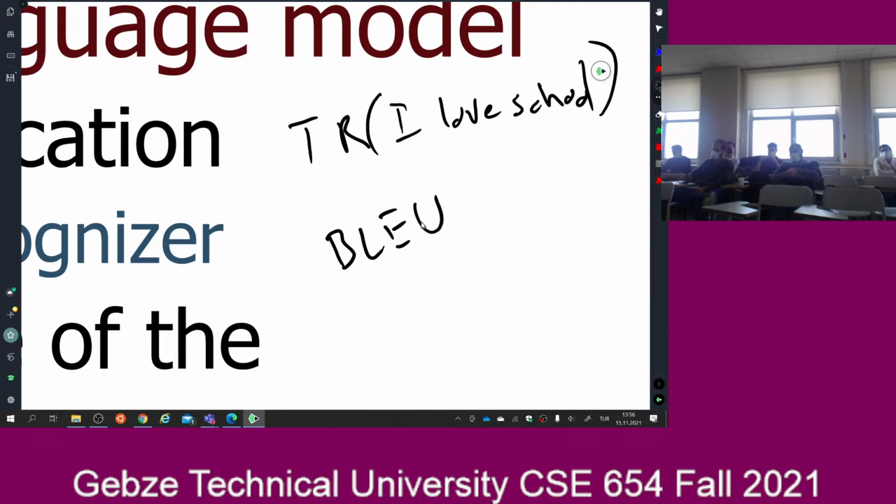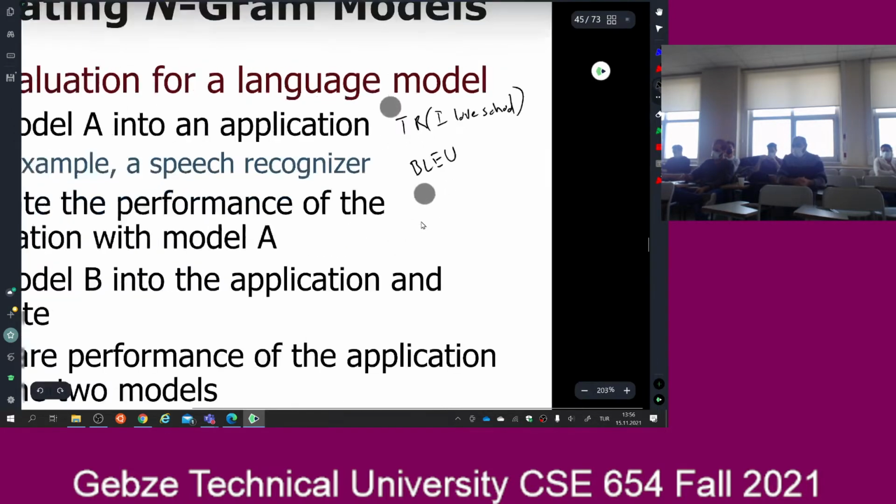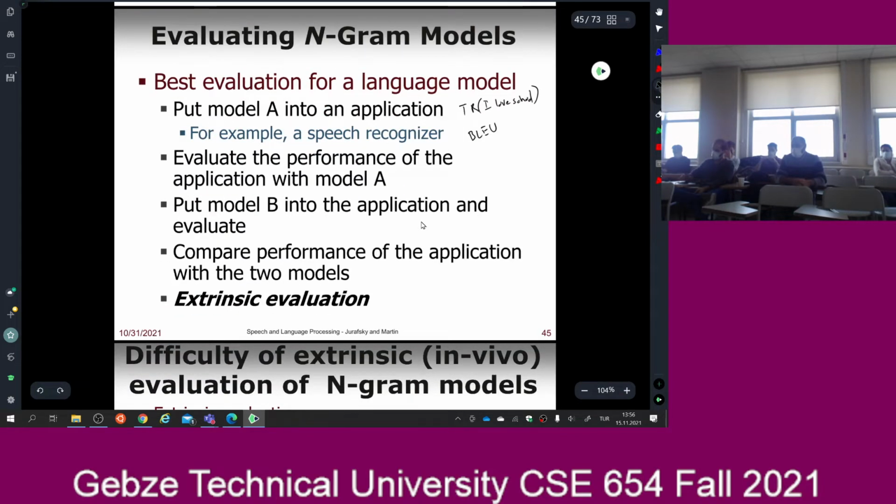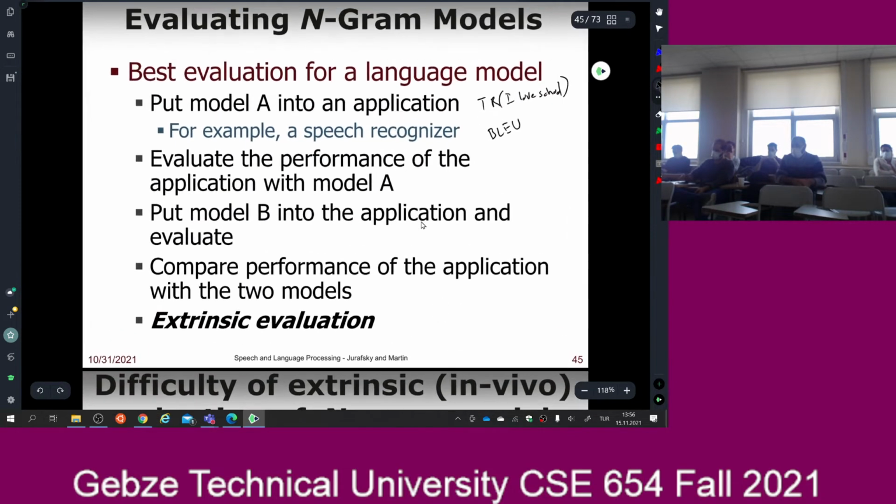If my system is doing fine with my new model, then I say that okay, the only difference between these two translation systems is their language model. This one is doing better, so I can say that in a real world application my model is doing better. So this is called extrinsic evaluation, and I can use a translation system or a speech recognizer or a summarization system, whatever you choose, real world applications again.